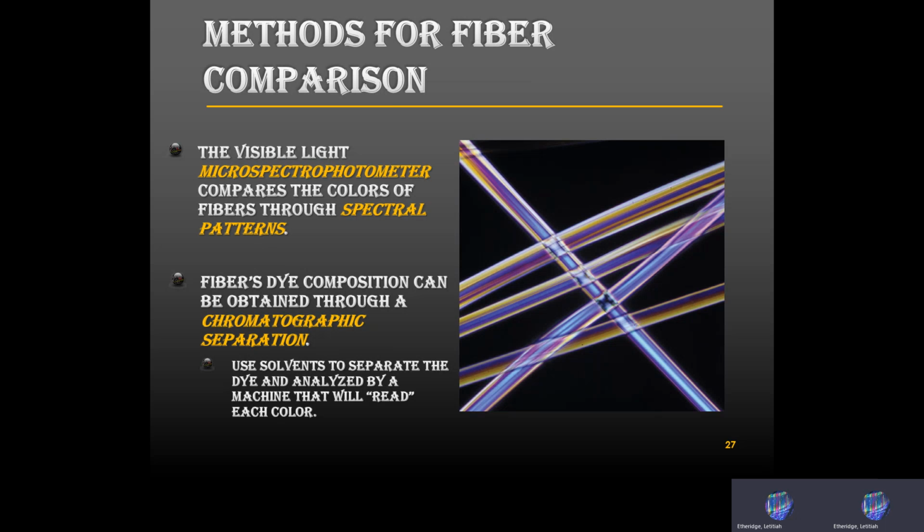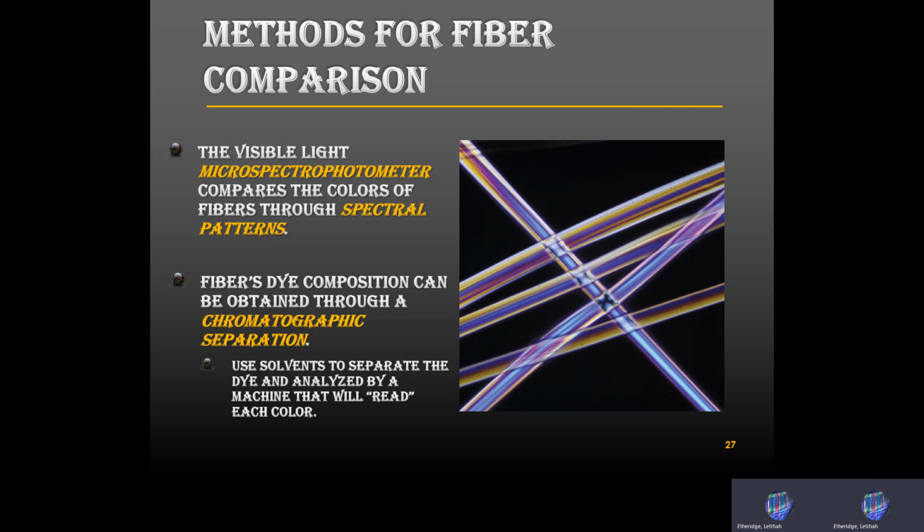The other thing is you can always look at the fiber's dye composition, and you can do that through a chromatographic separation. We'll talk more about that when we get into gas chromatography and some drug analysis. And then we'll also talk a little bit more when we do some ink comparisons with ink chromatography in our documents unit. Essentially the process, you're going to use solvents to separate the dye, and then there's going to be a machine that's going to, quote unquote, read each color.